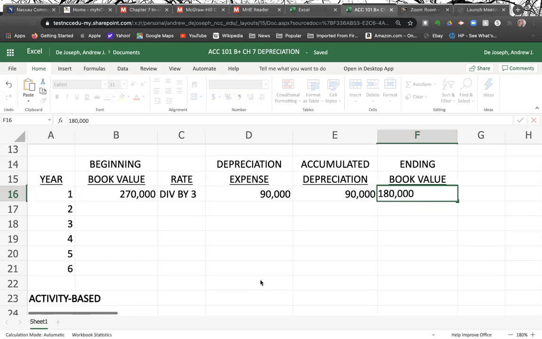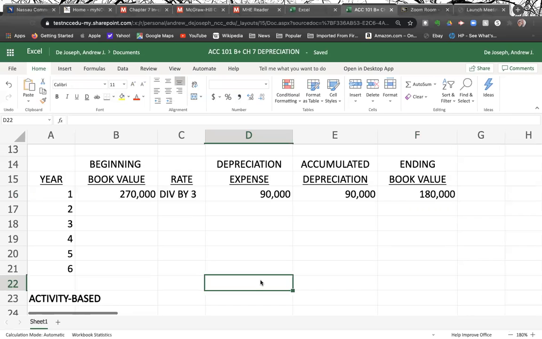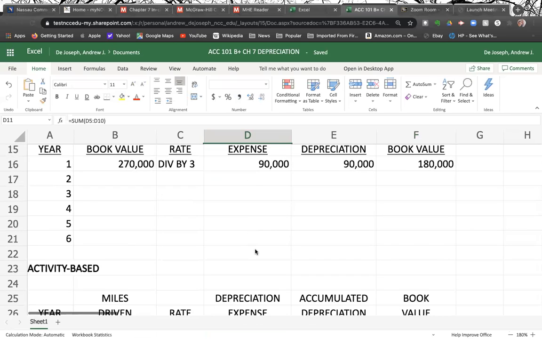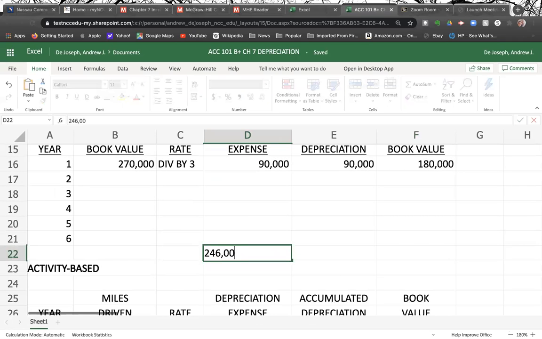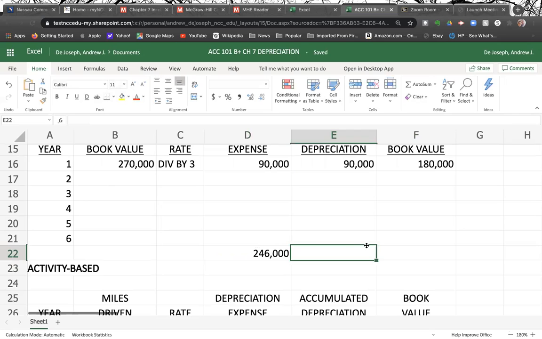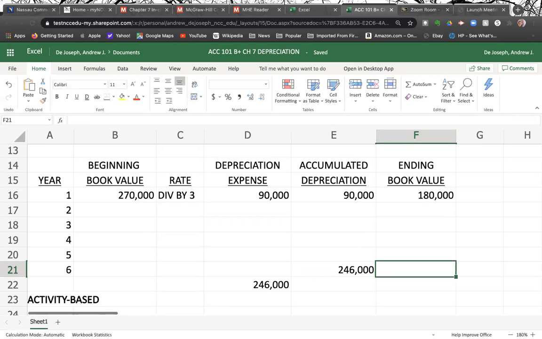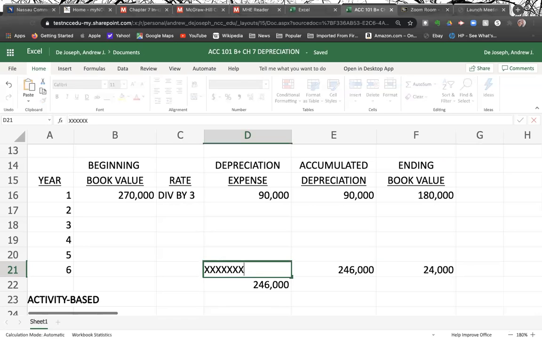Now remember, what does the total have to be after the 6 years? What was the total here? It was 246. We have to wind up here at 246. Accumulated depreciation at the end of the 6 years, we have to wind up at 246. And book value at the end, we have to wind up with the residual, which is 24. Something weird is going to happen here, right? Something weird is going to happen in that last year, as we saw before.